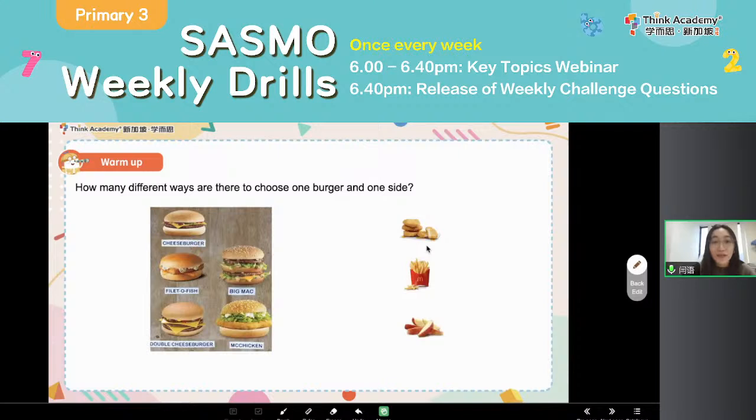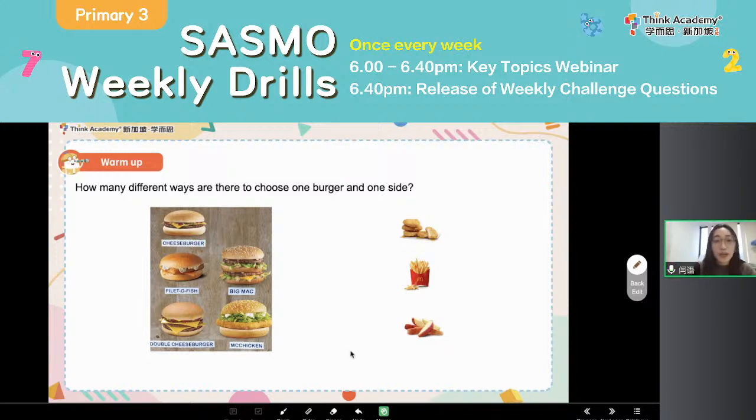Look, how many different ways are there to choose one burger and one side? Okay, so again, everyone think about it. This time I need to choose one side as well. So how many choices do I have? Got the answer? Yeah, you can just type your answer in the chat box.